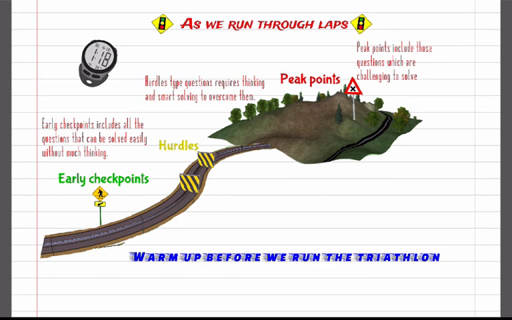Then from warm-up problems, we move on to early checkpoints. Early checkpoints will include easy problems related to a particular topic. From early checkpoints, we move on to hurdles. Hurdles will include difficult problems in a particular lab related to a topic. And then from hurdles, we move on to peak points. Peak points will include very difficult problems in the particular topic. So that is how we'll run through each lab. The lab for remainders will start with warm-up problems, then early checkpoints, then hurdles, and then peak points. So let's start with our first lab, which is on remainders.